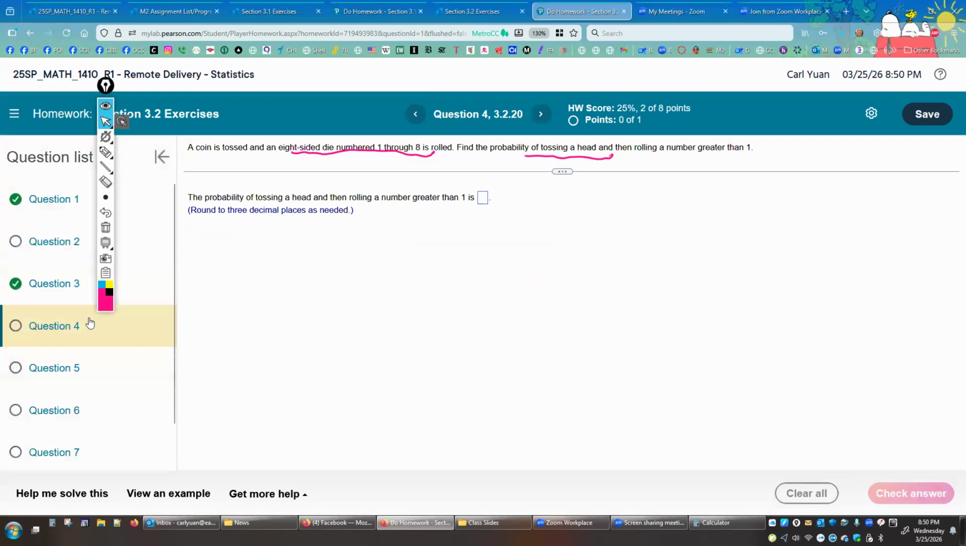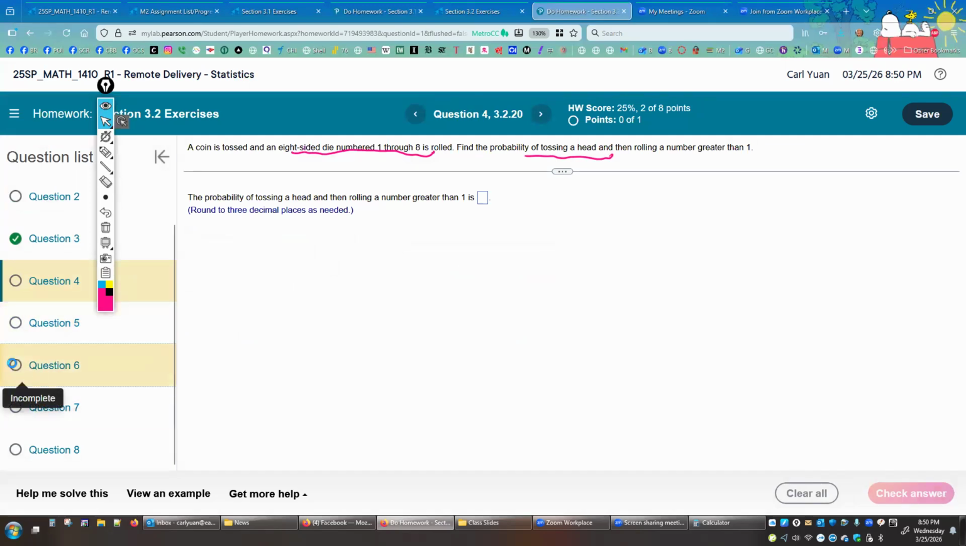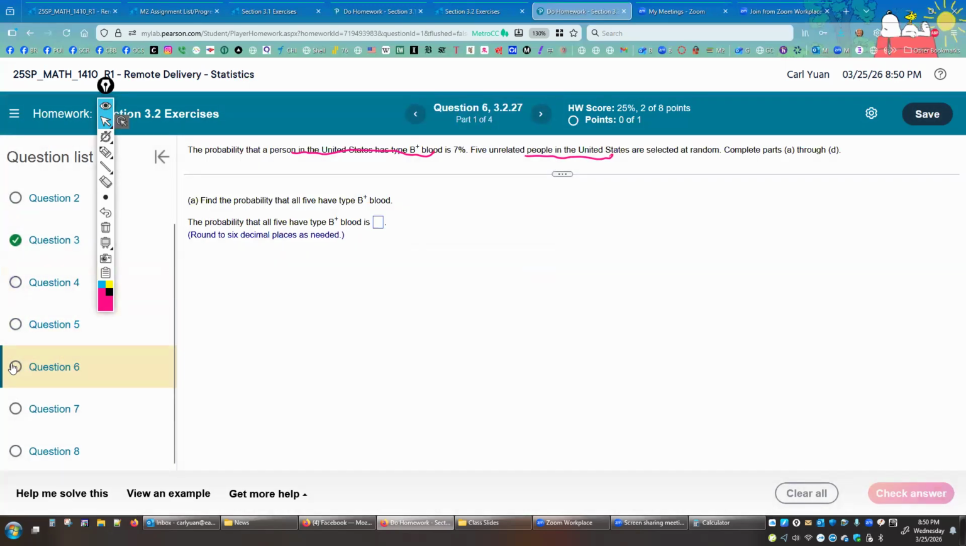Okay, so let's do 1, 3, 5, and 8. So let's do 5. No, let's do 6. I'm going to increase the difficulty of this one. Okay, number 6 says the probability that a person in the United States has B plus blood type is 7%. 5 unrelated people are selected at random. Complete parts A through D.